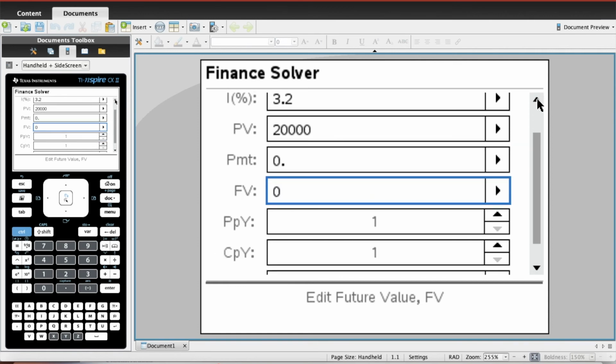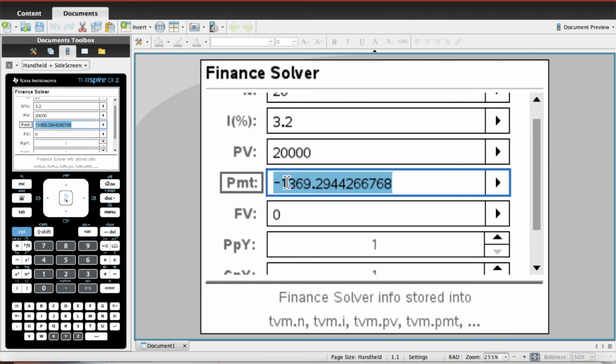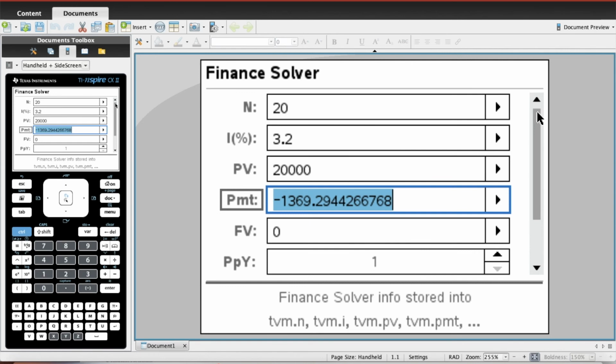And so I go in and I should then be able to say, well, what will his payment be? I push enter and I get 1369.29. All right, and that is the correct answer. All right. Now, for those that are interested, I'm going to show you a second way to do it.